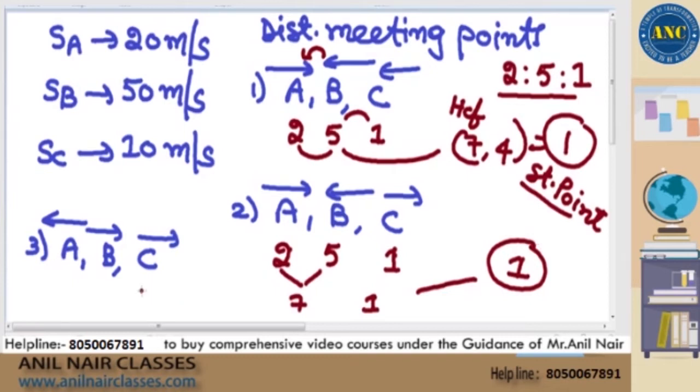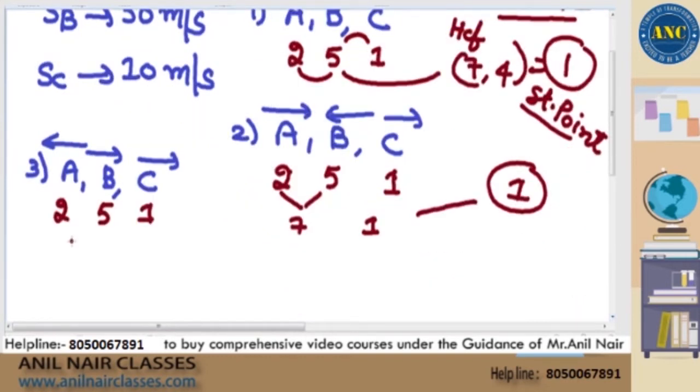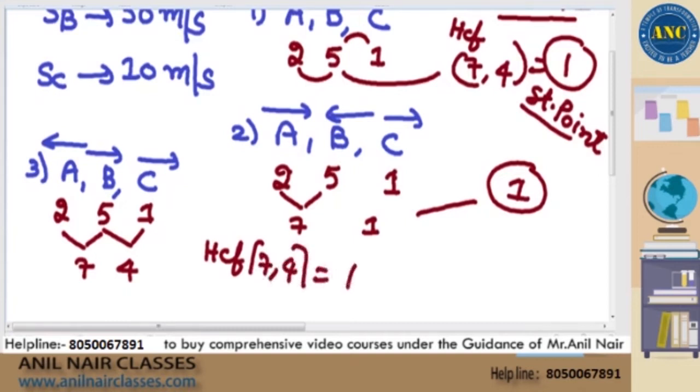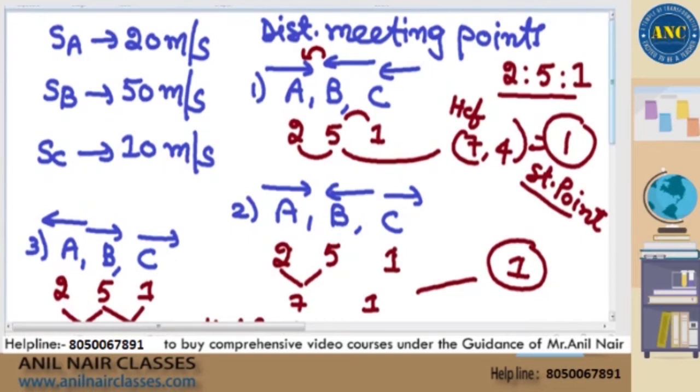A, B and C, it is 2 and this is 5 and this is 1. Both are moving in the opposite direction, so it is 7. Both are moving in the same direction, it is 4. HCF of 7 comma 4, it is 1. That means in this question all the three people will meet again at the starting point. I hope it is clear.